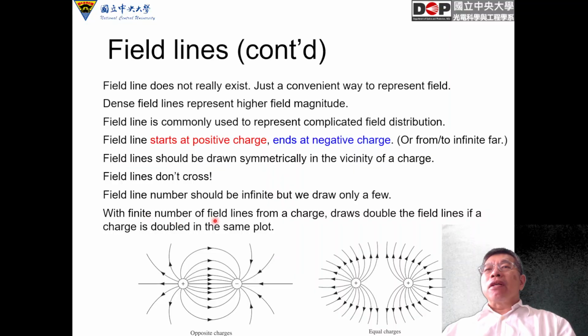With a finite number of field lines from a charge, draw double the field lines if a charge is doubled in the same plot. So that's it. If you have double the charge, your field lines will be doubled. That's the way you represent the strength of the electric field. So here are just opposite charges. Field lines go from positive to negative, positive to negative. And if both are positive, they will just go to infinity. And there's no crossing of the field lines.